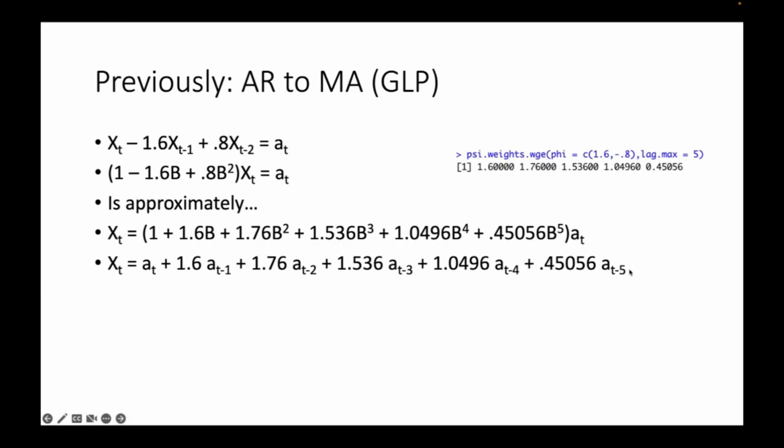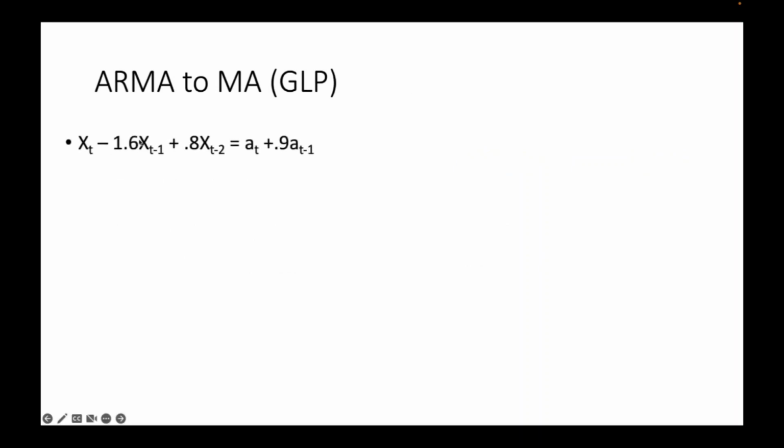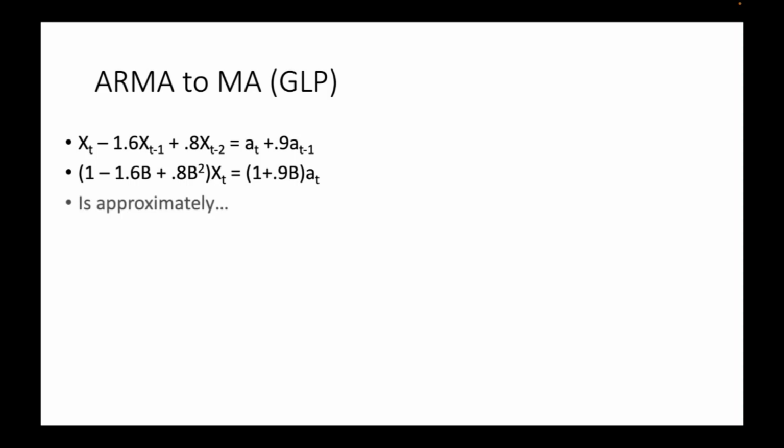So how could we do that with an ARMA model that would have something over here in the MA side? So let's look. So this is the same AR side, but on the MA side we have a theta 1 here of negative 0.9. But if we want to represent that as the GLP, all we have to do is change it into backshift notation. And using the same function, we can say this is approximately, we got psi.weights.WGE, and there's our phis, that's the AR side, there's our thetas, that's the MA side. Note that that is a negative theta 1, so we have it here.